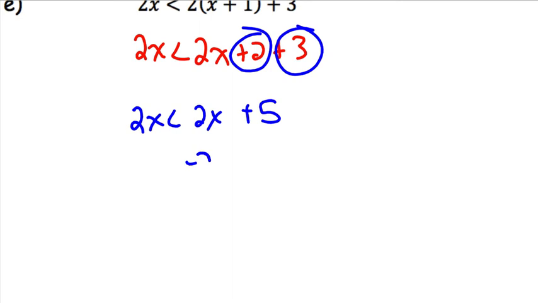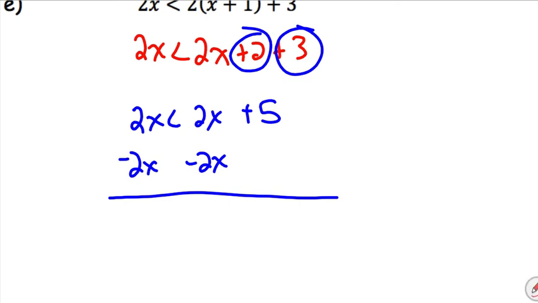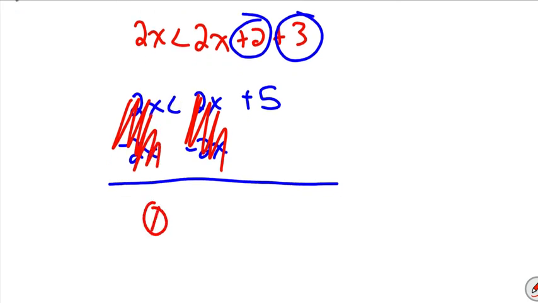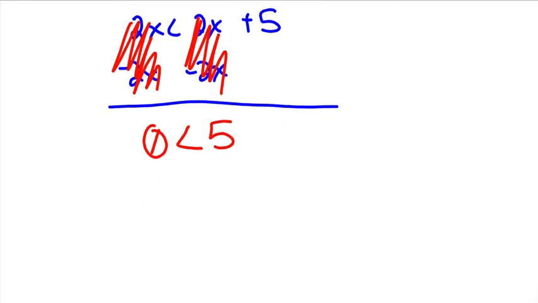Now we move the number that has the variable, so subtract 2x from both sides. 2x minus 2x is 0. Same thing happened over here. 2x minus 2x is 0, so I end up with 0 is less than 5. So what does that mean? What does it mean if 0 is less than 5? True. That means it's a true inequality, which means we have, remember, not IMS, because all inequalities have infinitely many solutions. This means that it's all real numbers.